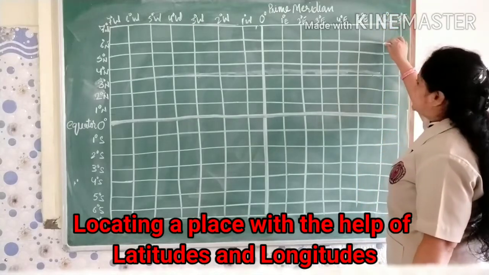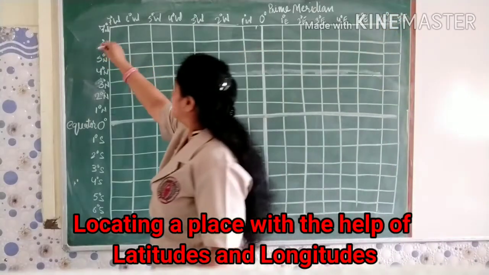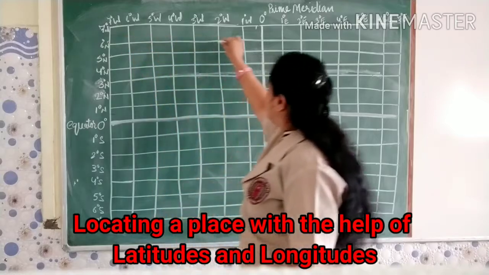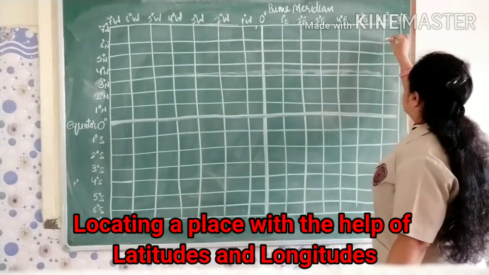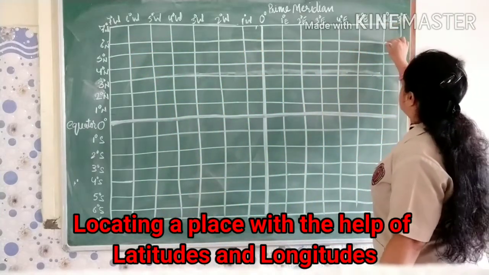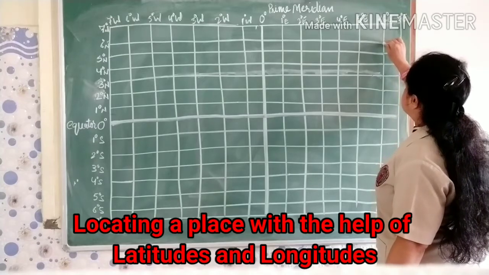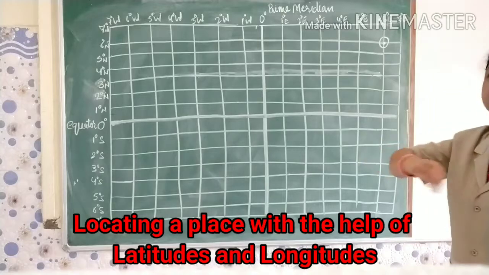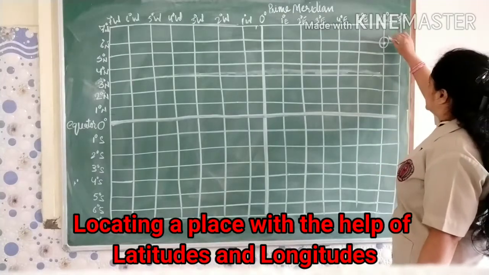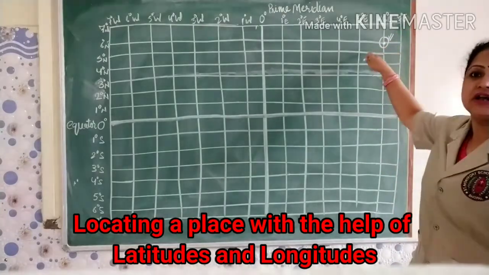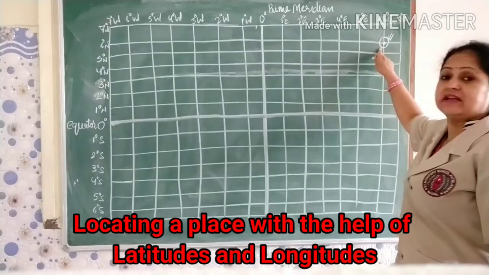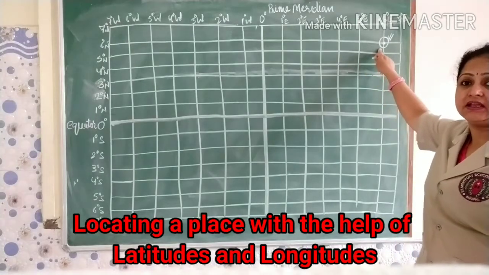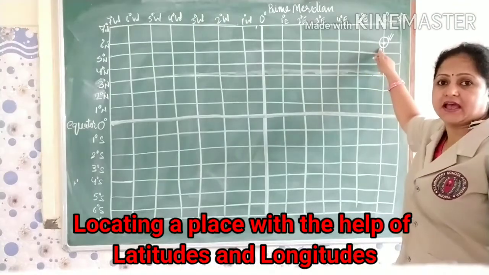So this 6 degree here and 6 degree here. From here we come and both the lines will meet at this point. That means the place that we are talking about is located somewhere here. This is the location of the place of 6 degree E and 6 degree N.